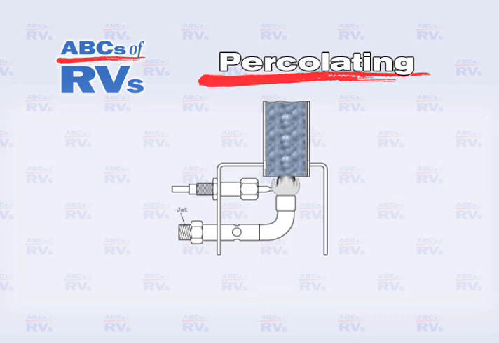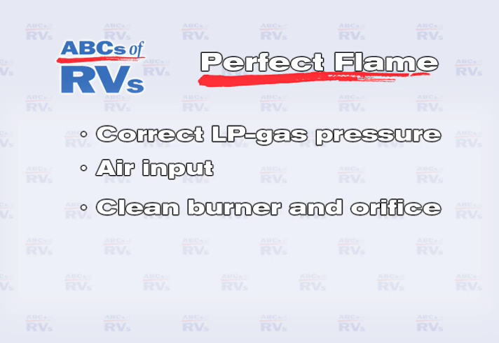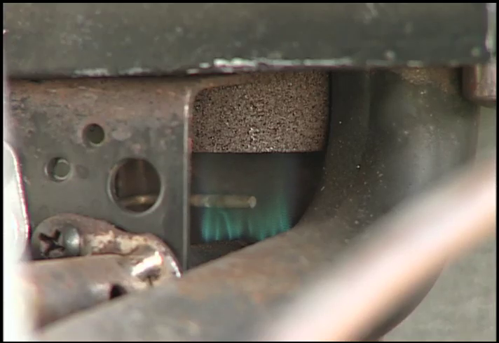The burner flame provides energy to heat or percolate the solution properly. A proper flame is a combination of the correct LP gas pressure, air input, and a clean burner and orifice. It's recommended that you visually inspect the flame periodically using the following procedure.